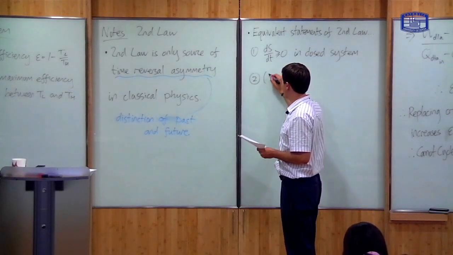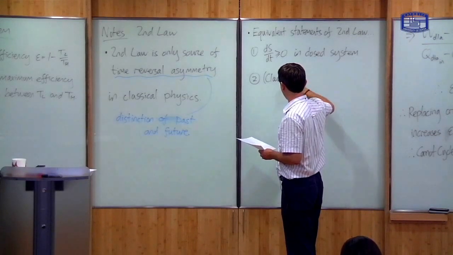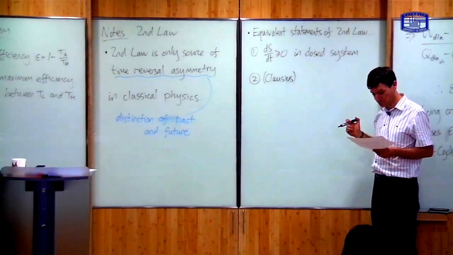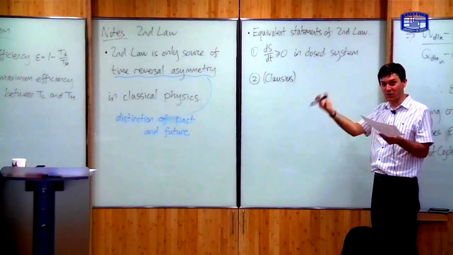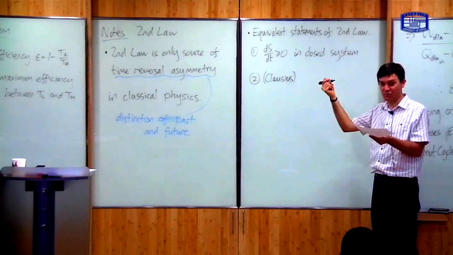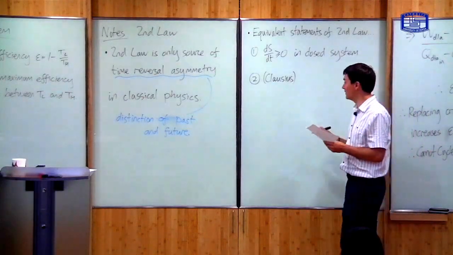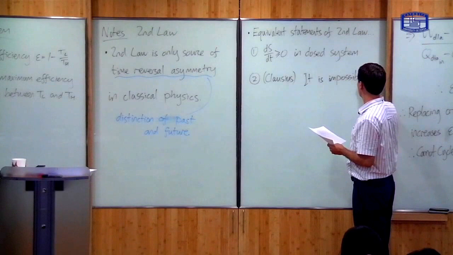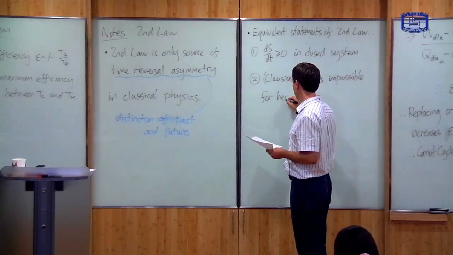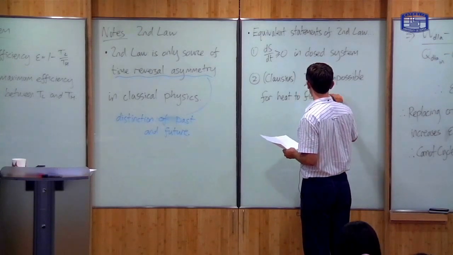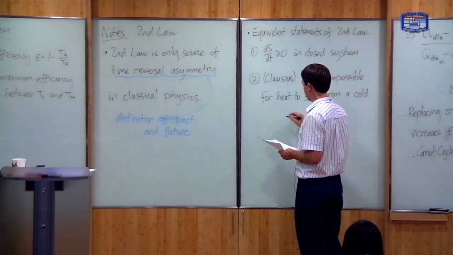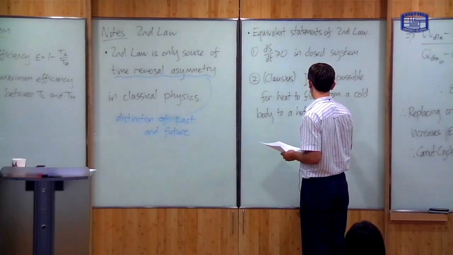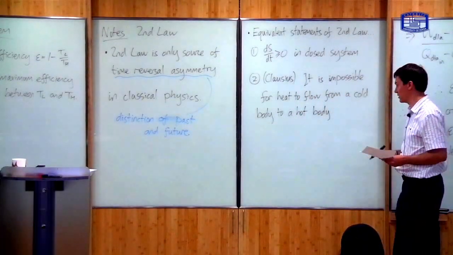The second statement is known as the Clausius statement. Clausius was a scientist in the 19th century. And he said, this is equivalent to saying, if I have two bodies, one which is hotter and one which is colder, then the heat will always go from the hotter body to the colder body. So it is impossible for heat to flow from a cold body to a hot body without doing some work on the system.